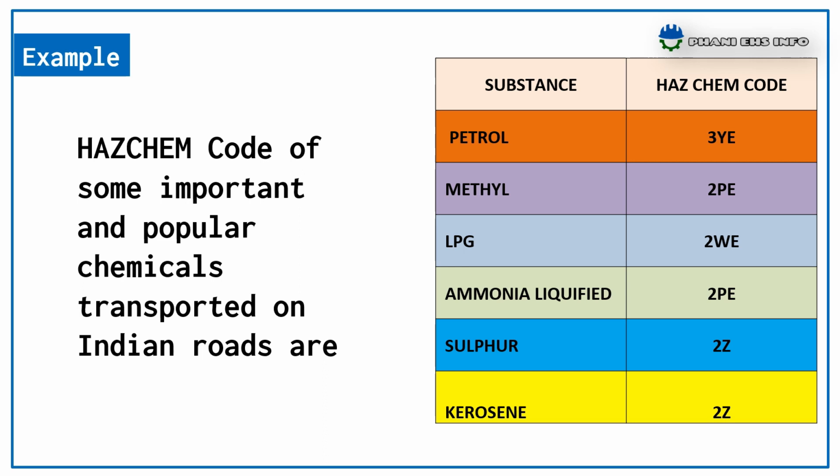The HAZCAM codes of some important and popular chemicals transported on Indian roads are: petrol 3YE, methanol 2PE, LPG 2WE, ammonia liquefied 2PE, sulfur 2Z, kerosene 2Z.